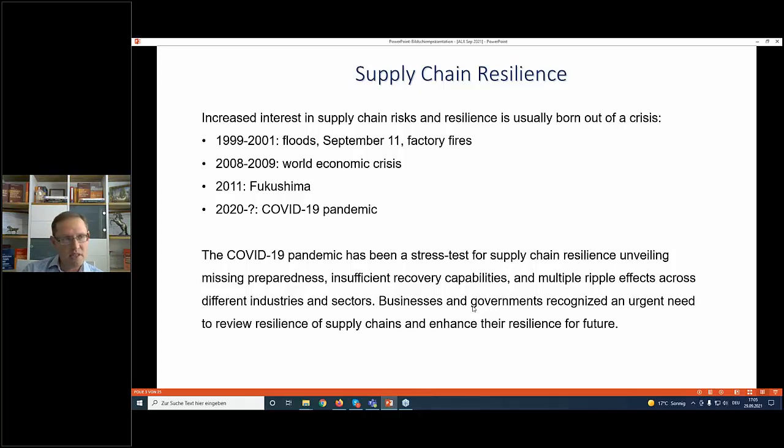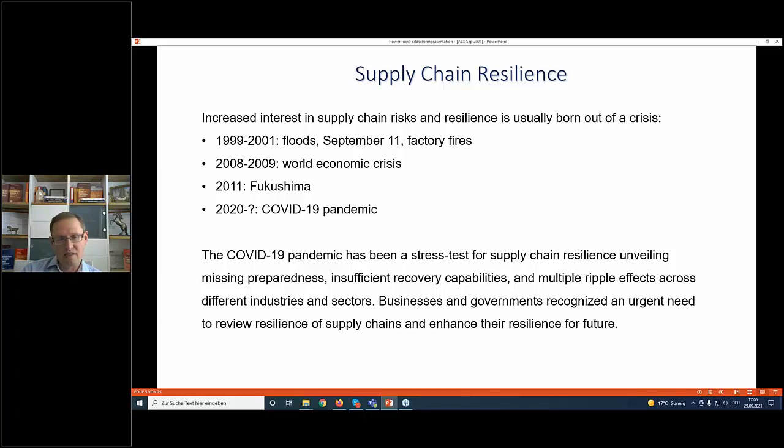The next big step in this direction came from the world economic crisis in 2008, 2009, and followed by Fukushima, by tsunami and earthquake in Japan in 2011. That was probably one of the most prominent examples which motivated a lot of managers and a lot of researchers to study supply chain resilience.